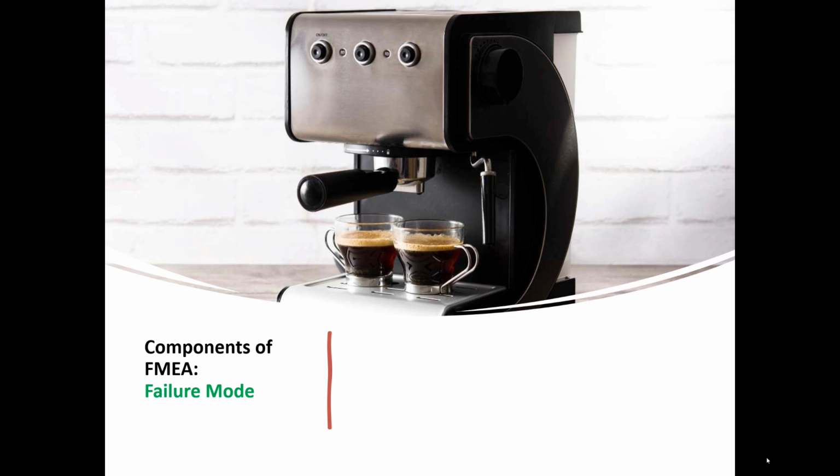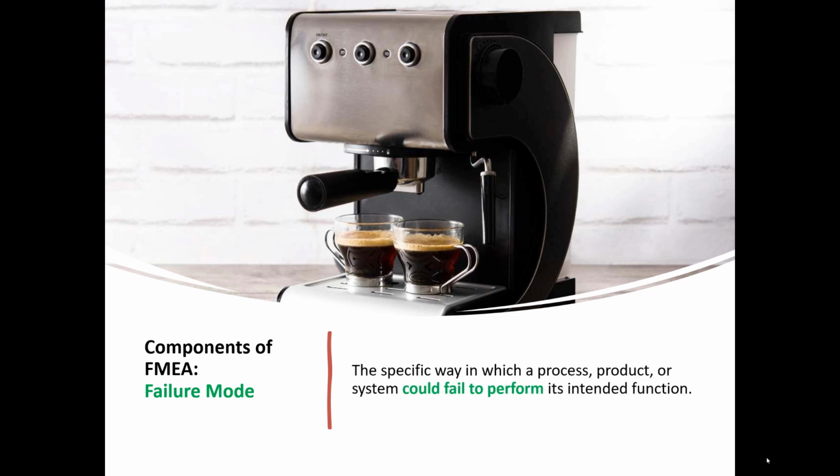So let's look at a coffee maker as an example of how to do a failure mode effect analysis risk assessment activity. So in FMEA, there's a particular type of language or terms that you use when you talk about FMEA. And the first one I'd like to introduce you to is the failure mode. So it's a key component of FMEA, failure mode. Well, what is it? Well, it is the way in which a process, a product, or a system or a design could fail to perform its intended function.